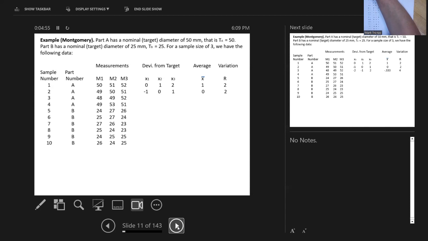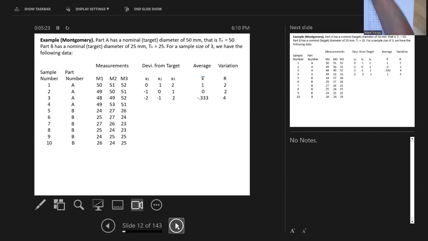And so do the same thing for the next part. The next part, you can see 49 is going to be 1 below. 50 is going to be right on. 51 is 1 above. So we're going to have minus 1, 0, and 1. So your average is going to be right at 0. But your variation is going to be the largest one, 51, minus the smallest one, which is 49. So it gives you 2.